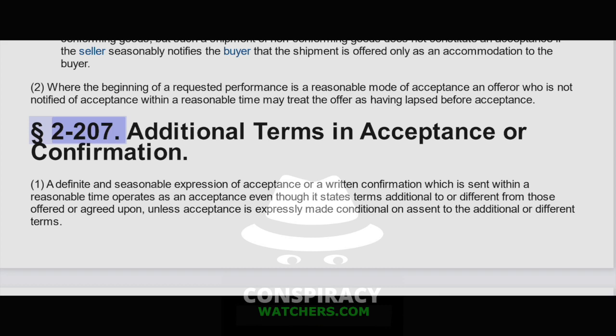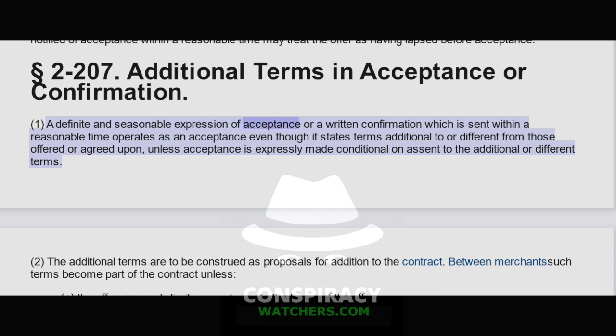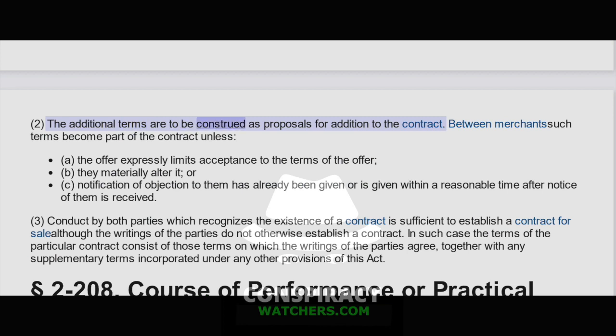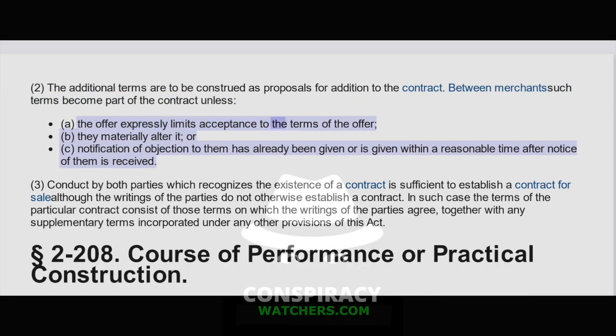Section 2-207. Additional terms in acceptance or confirmation. A definite and seasonable expression of acceptance or a written confirmation which is sent within a reasonable time operates as an acceptance even though it states terms additional to or different from those offered or agreed upon, unless acceptance is expressly made conditional on assent to the additional or different terms. The additional terms are to be construed as proposals for addition to the contract. Between merchants such terms become part of the contract unless the offer expressly limits acceptance to the terms of the offer, they materially alter it, or notification of objection to them has already been given or is given within a reasonable time after notice of them is received.